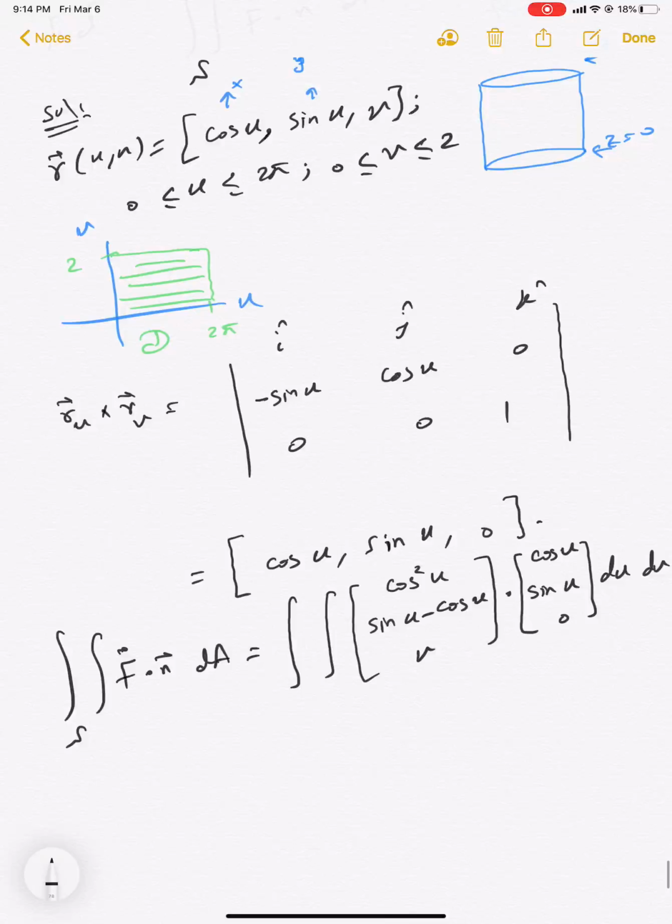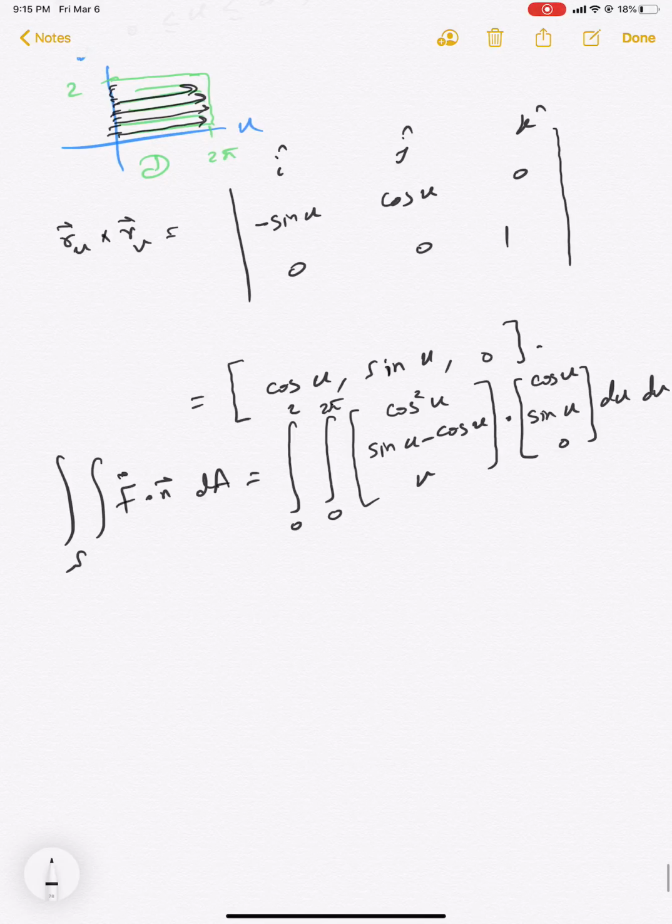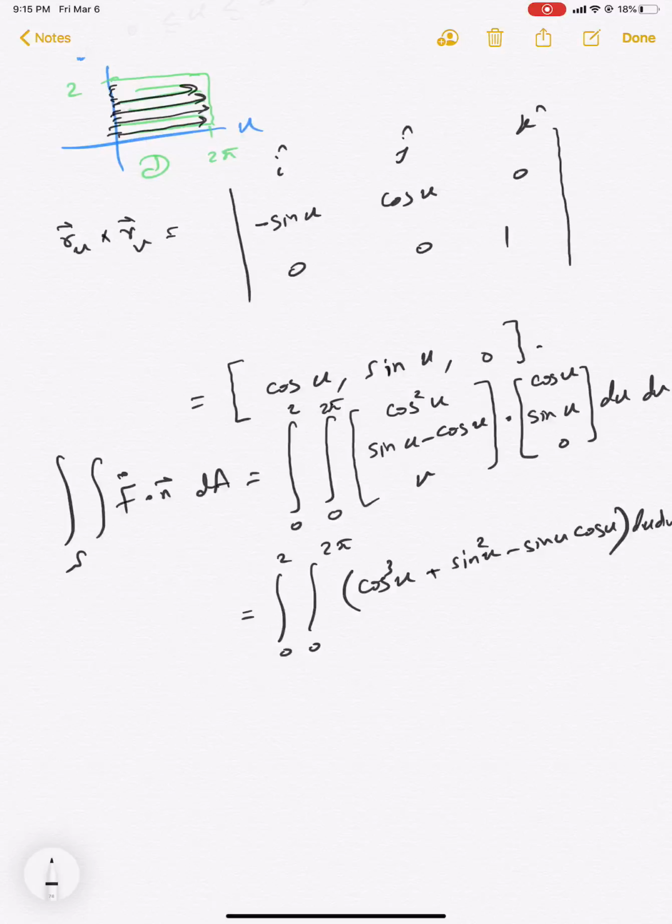Again, we need to write the limits. What are the v limits? It's from 0 to 2. For each of these v values, the u values are from 0 to 2 pi. And you do this integral. So this becomes the integral from 0 to 2, the integral from 0 to 2 pi, of the dot product: cosine cubed u plus sine squared u minus sine u cosine u, times v, with 0, du dv.